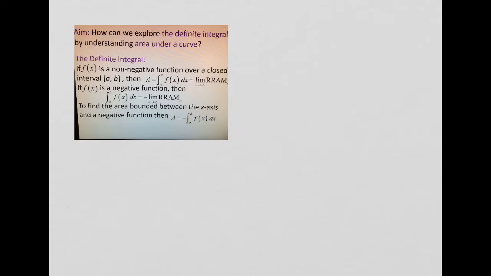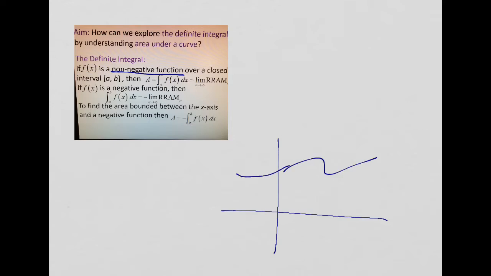The definite integral. If f of x is a non-negative function, okay, so let me draw a non-negative function, more or less. And we're going to call that f of x over a closed interval from a to b. So let's make that a and this b. Then the area is the integral of f of x with respect to x from a to b. And it is also the limit of our RAM sub n as n approaches infinity. We're kind of missing the subscripts here.